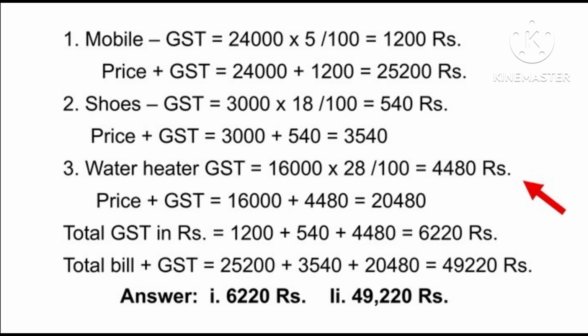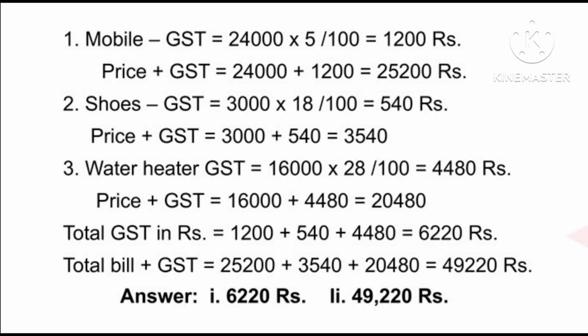GST on water heater is 28% and price is 16,000 rupees. Therefore, GST on water heater is equal to 16,000 into 28 upon 100 equals 4,480 rupees. Hence price including GST is equal to 16,000 plus 4,480 equals 20,480 rupees.